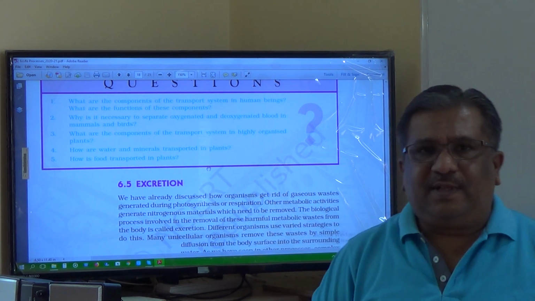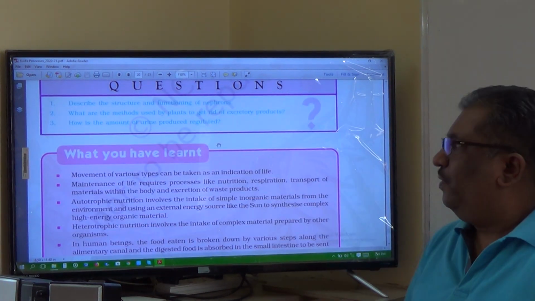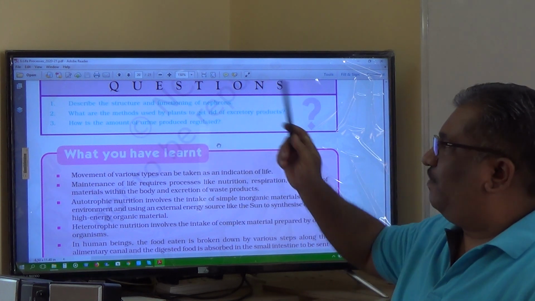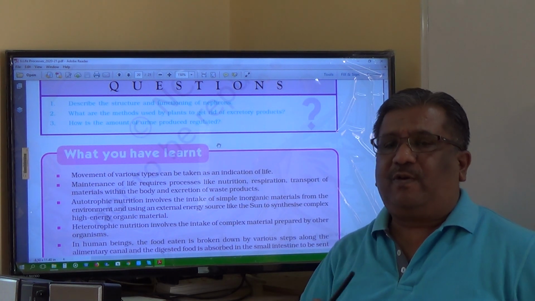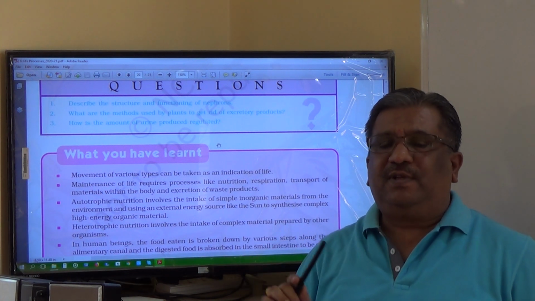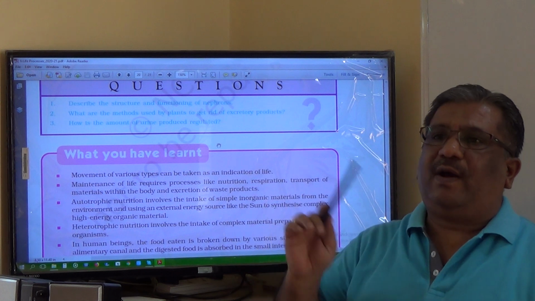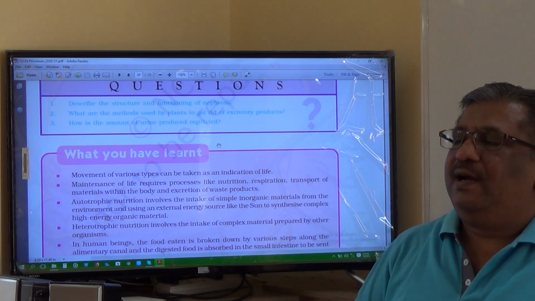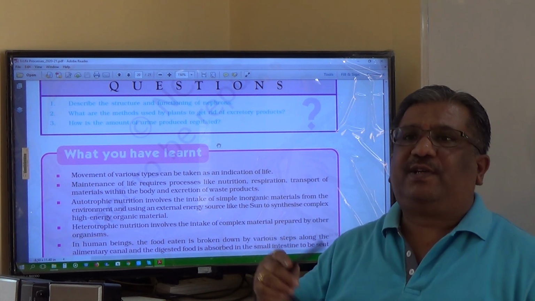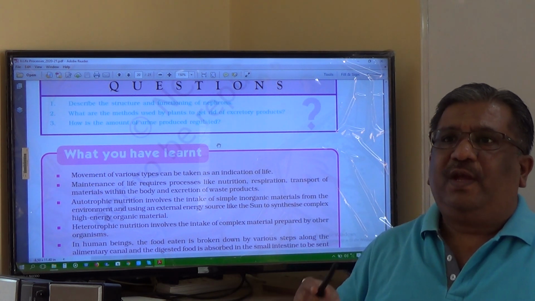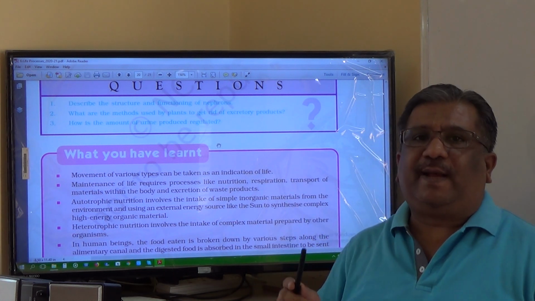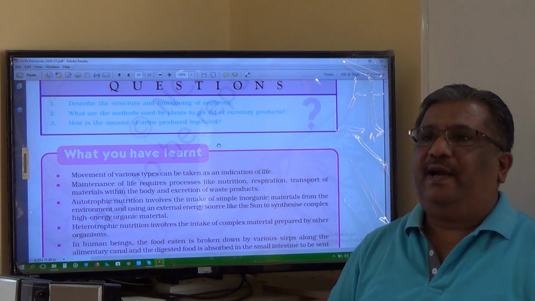Okay, then we'll go to the next set of questions. We'll look at some more questions. Describe the structure and functioning of nephrons. You should describe mainly 3 components. One is the C-shaped structure, which is called the Bowman capsule, and inside you have a glomerulus, and the tubular portion which is connected to the duct. In the glomerulus, the filtration of the blood takes place, and the Bowman capsule collects the filtrate.